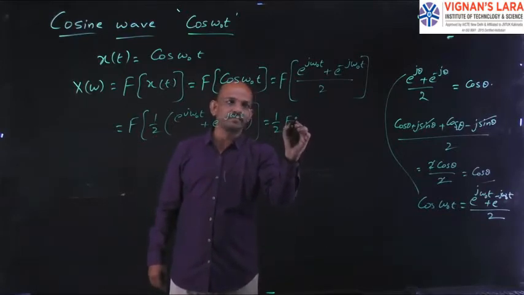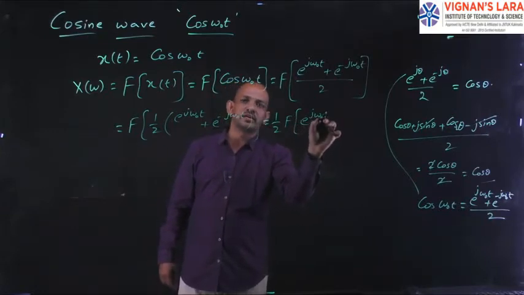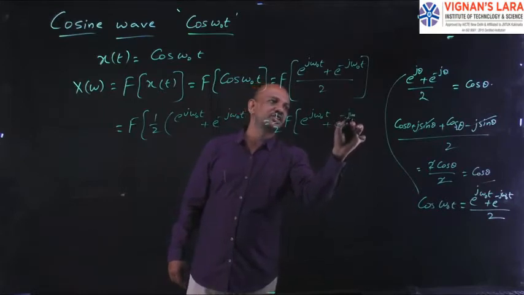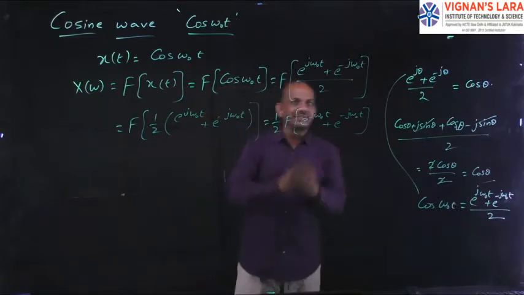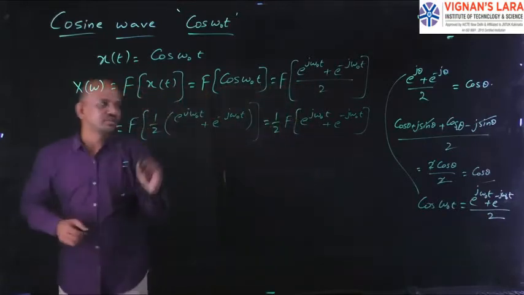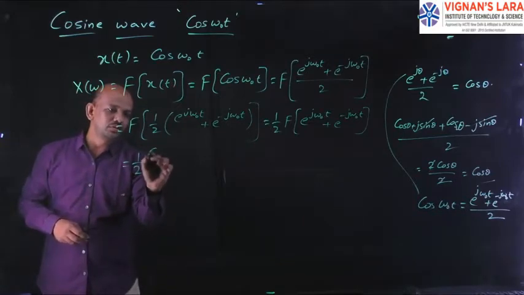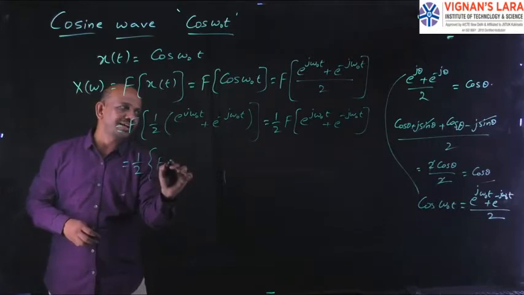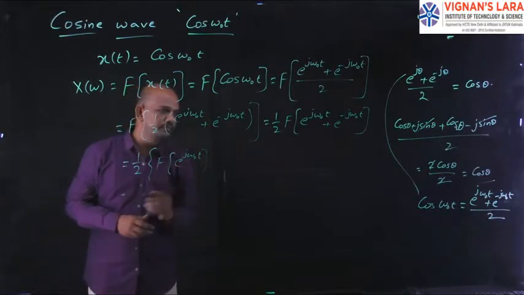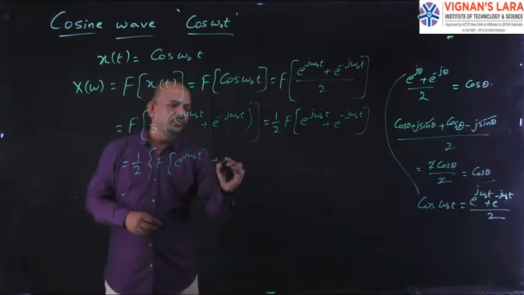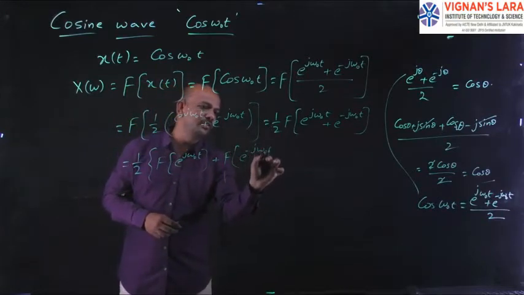So we have 1 by 2 outside, the Fourier transform of e power j omega naught t plus e power minus j omega naught t. And we can separate this also. So finally, how can you write? 1 by 2 into the Fourier transform of e power j omega naught t plus the Fourier transform of e power minus j omega naught t.